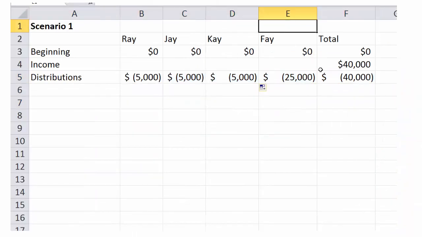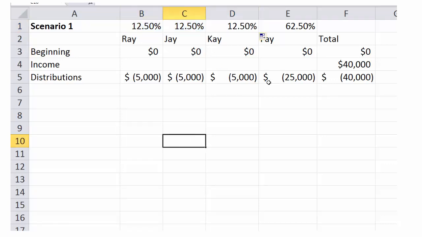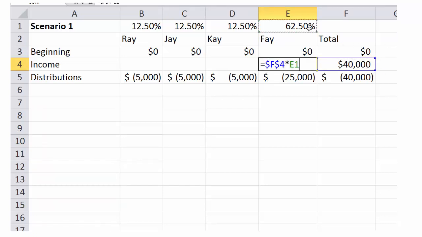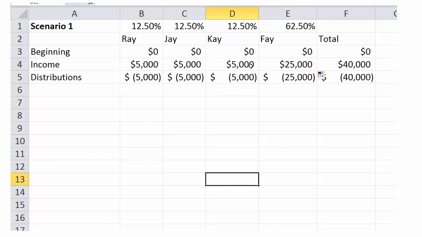Okay, so what we're saying in scenario 1 is that Faye is allocated 62.5% and the other owners are allocated 12.5%, and we know the way that math's going to work. This is perhaps a little bit overdone in terms of using Excel, but I'm just going to go ahead and follow through here. So we're saying that of the total income earned of $40,000, Faye gets allocated $25,000 to report on her tax return, and the other owners each get allocated $5,000.